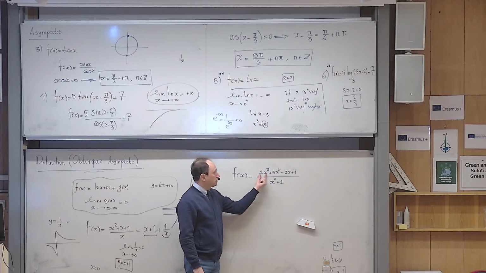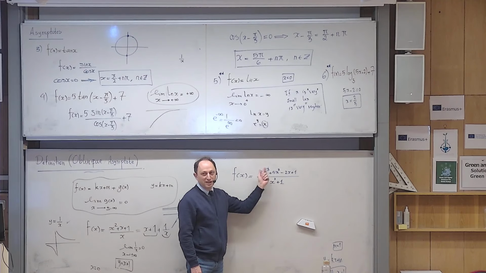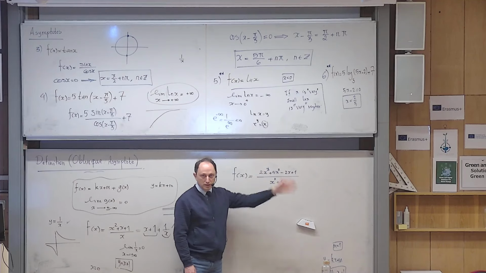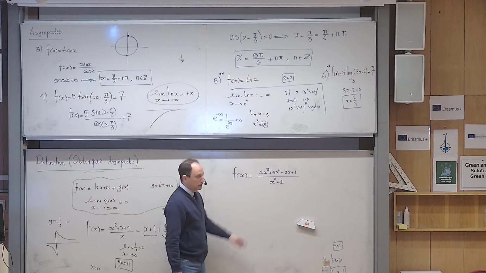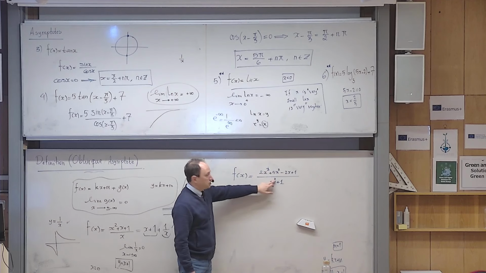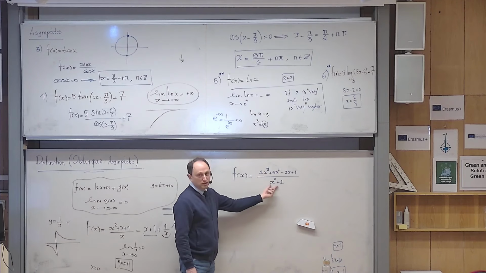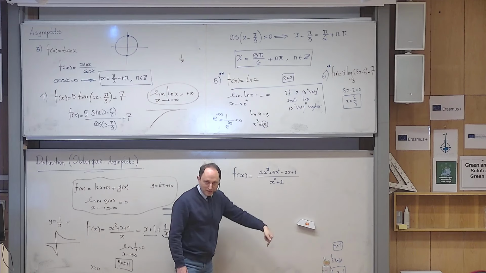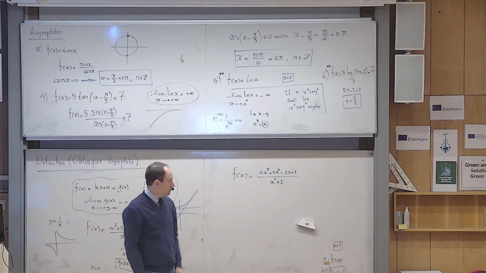Here 2x cubed will dominate. Here x squared will dominate. When I simplify, x is left in the numerator. So the limit becomes infinity. If it was the other way around, if it was 2 and this is 3, then 2 will dominate, 3 will dominate, but the x will remain in the denominator, so the limit becomes 0, 1 over.